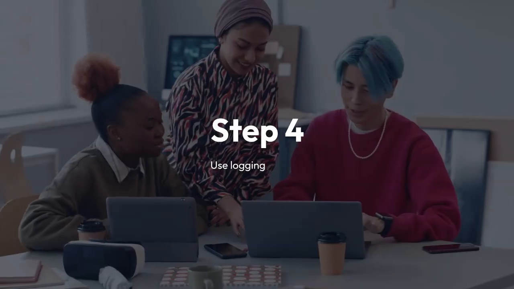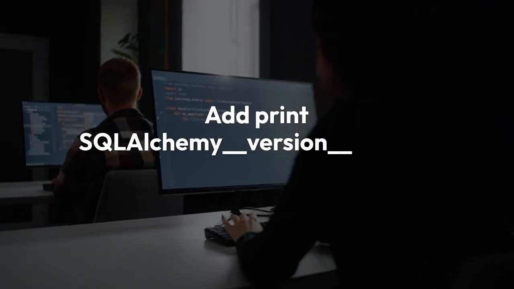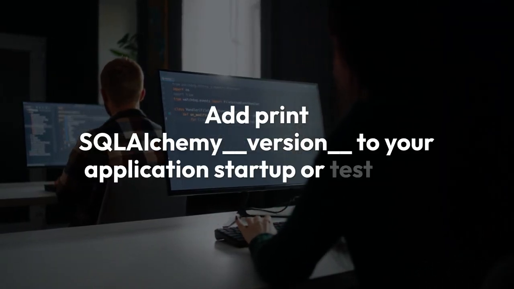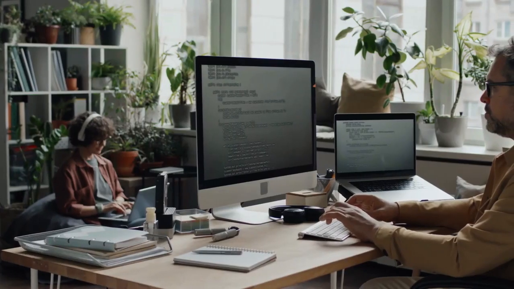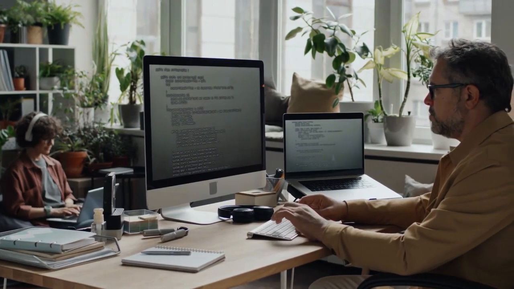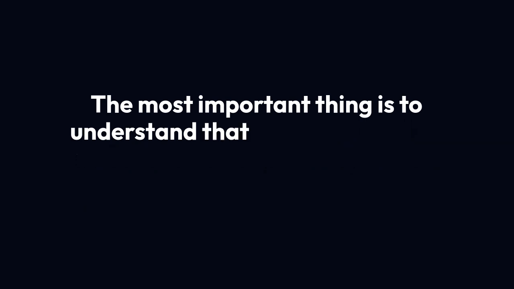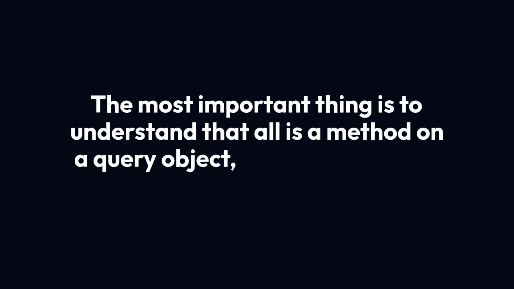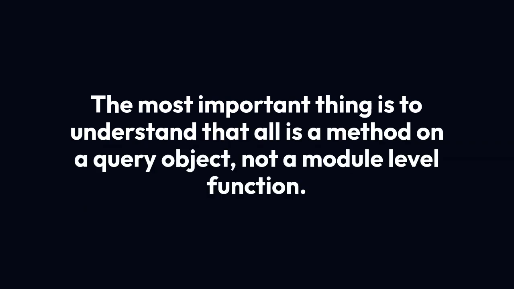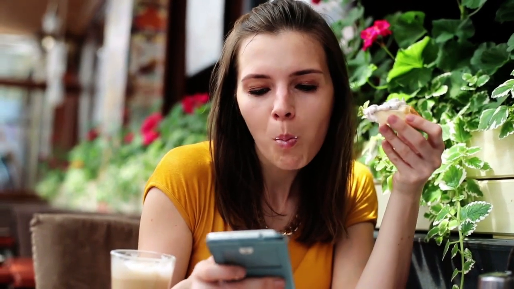Step 4. Use logging. Add print(sqlalchemy.__version__) to your application startup or test files. This will show you exactly which SQLAlchemy version is running in your GitHub Actions environment. Comparing this to your local version can reveal discrepancies. The most important thing is to understand that all is a method on a query object, not a module-level function. Once you correct that fundamental mistake in your code, this attribute error will disappear.